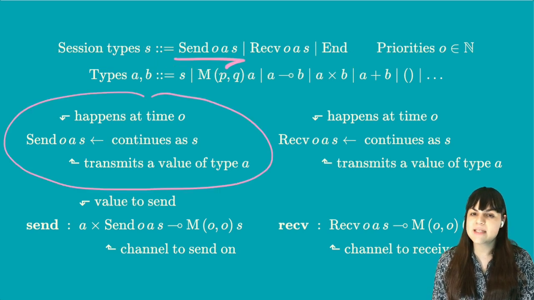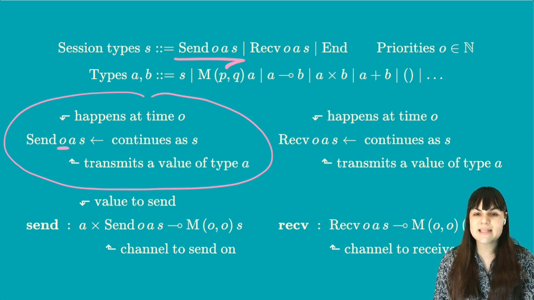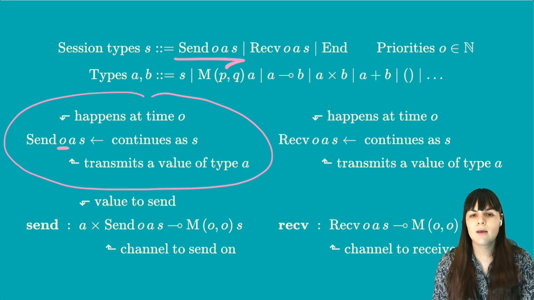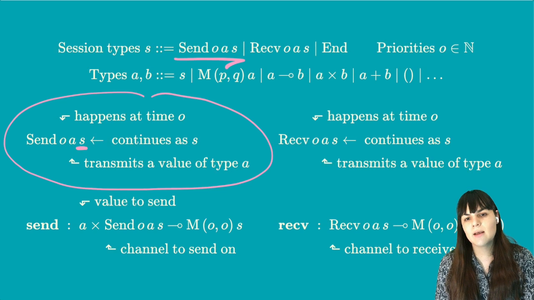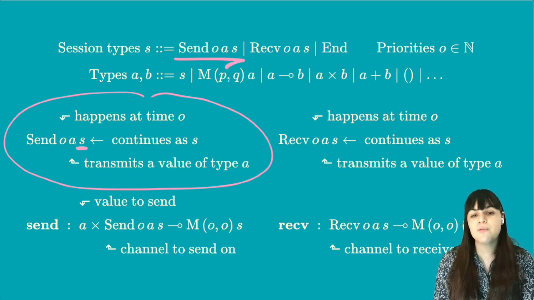Okay, so let's talk about the send type. Send has 3 arguments. It has a priority O, which represents the time at which the communication happens. Now, priorities are just natural numbers, and the lower the number is, the sooner it happens. And the second argument is a value type A, which is the type of the value being transmitted. And finally, a session type S, i.e., whatever remains of the session, or what we have to do after sending.